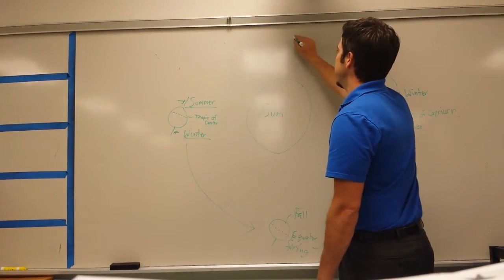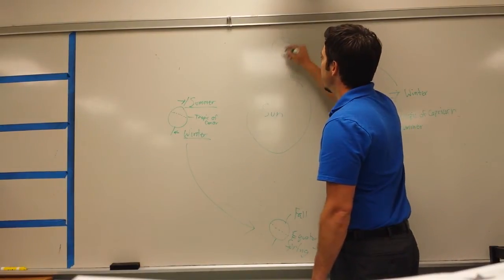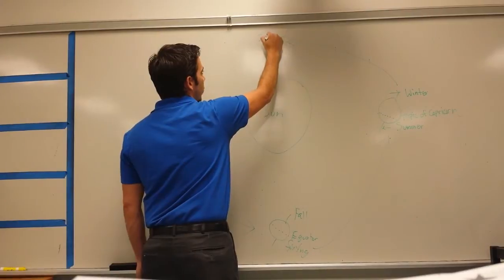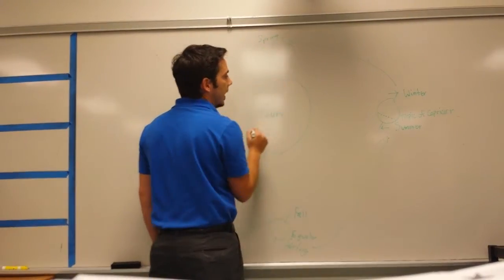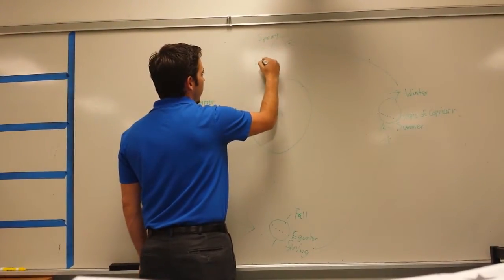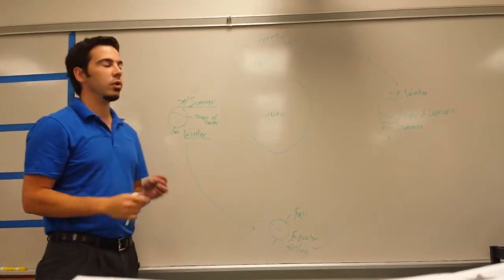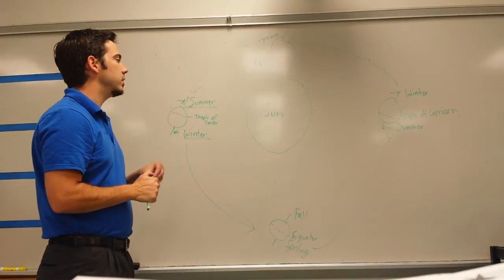And last but not least, we've got the season after winter, which would be spring for the northern hemisphere. And the season after summer would be fall for the southern hemisphere. So it takes 365 days for the Earth to make one revolution around the Sun.